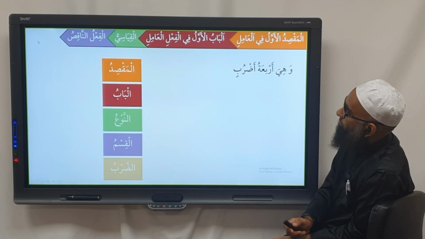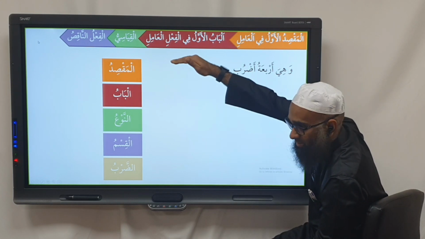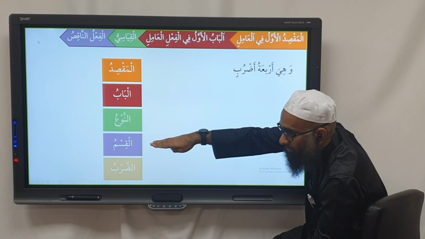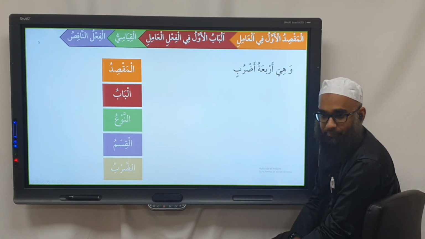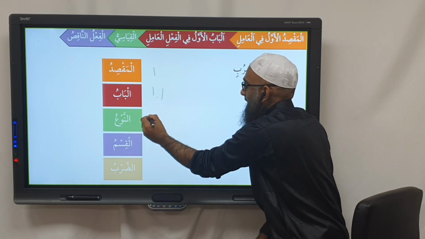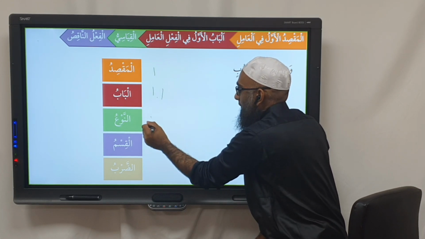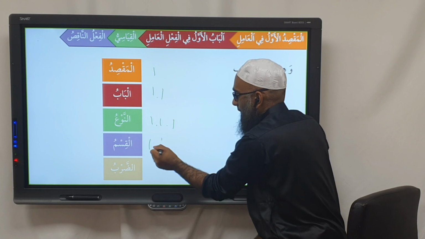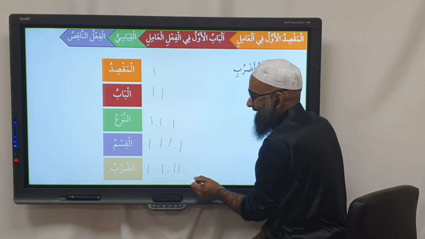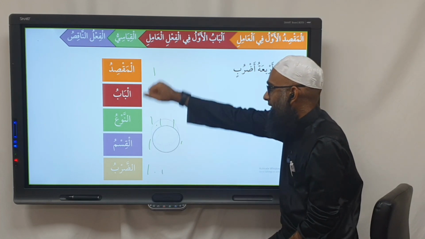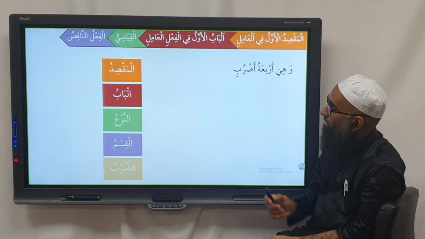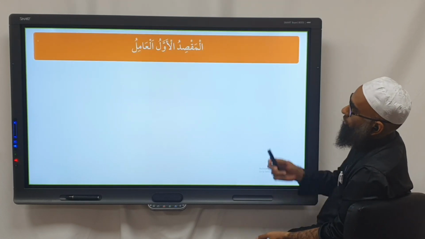So let's look at the chart. How is the book laid out? Maqsid is the highest one, then bab, then naw, then qisam, then darb. So those are the different headings basically. It's heading 1, heading 1.1, heading 1.1.1, and so on. It's an easier way of organizing. So now we're discussing the darb, the types of fa'l naqis.